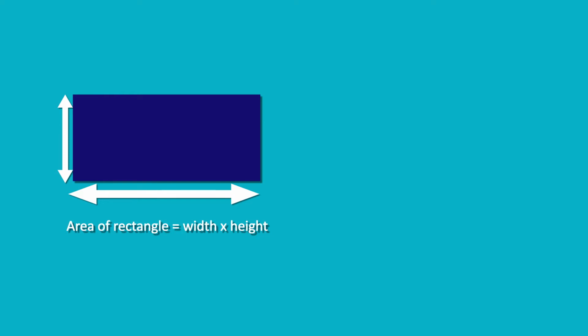This is a rectangle. To find the area of this rectangle, I multiply its width by its height. A rectangle is one of the most common shapes we see in maths at school, so it's fortunate that the formula for its area is so straightforward.